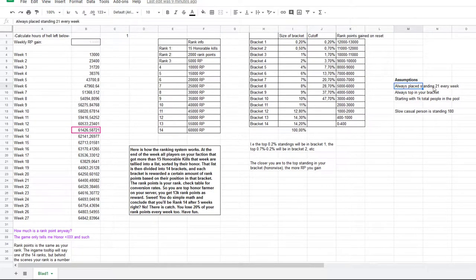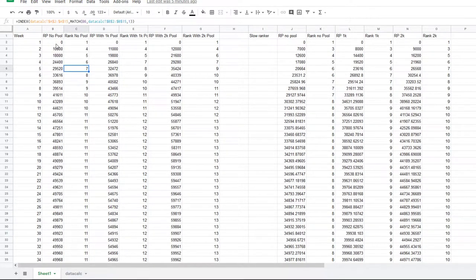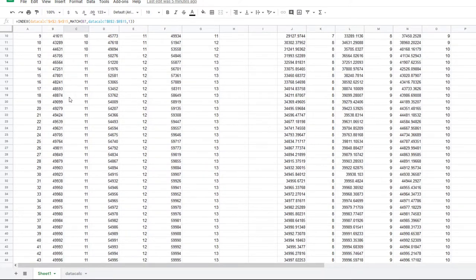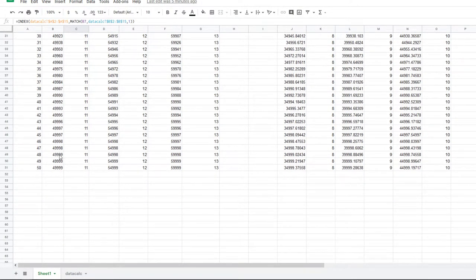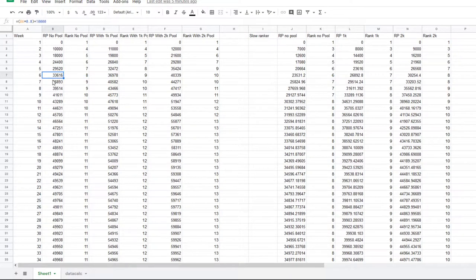So, going with you're always going to be standing 21 every week. If you do no pool party, you'll see that from rank 1 you go up to 4, 5, 6, 7, but you end up plateauing at 11. You're never going to go above that, really, because every single week there is a 20% decay on the total honor. It takes your total RP as of the previous week, multiplies it by 80%, basically, and then adds on whatever extra RP you got that week. So that's what this is doing, all the way down.